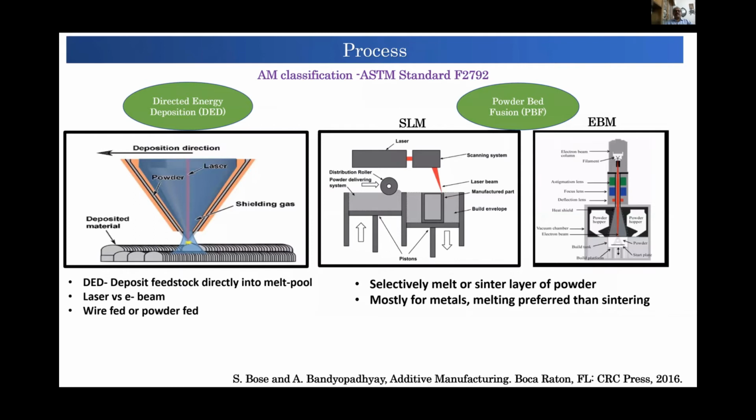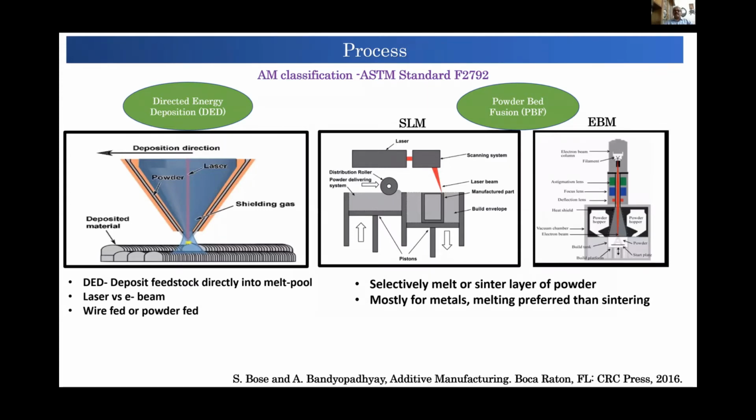Now, coming back to the processes, we have two types of processes in terms of the nature of tooling or nature of the equipments. One is directed energy deposition based processes, where powder is fed from a hopper, and then it goes, melts and forms a structure by a laser.